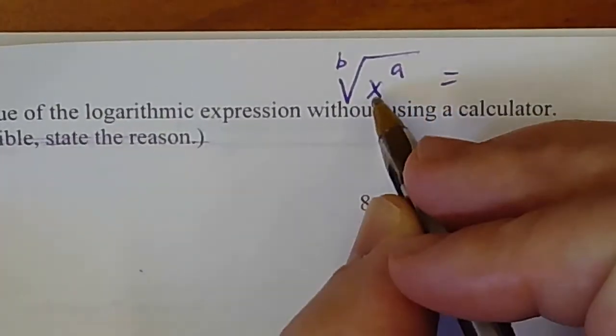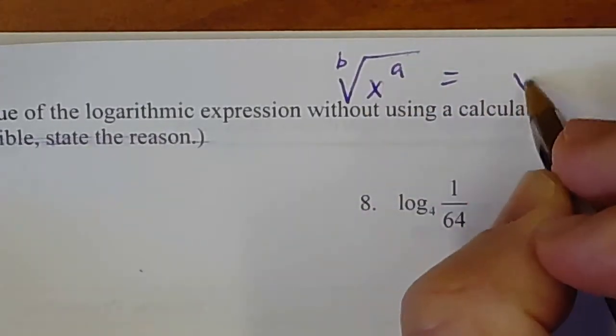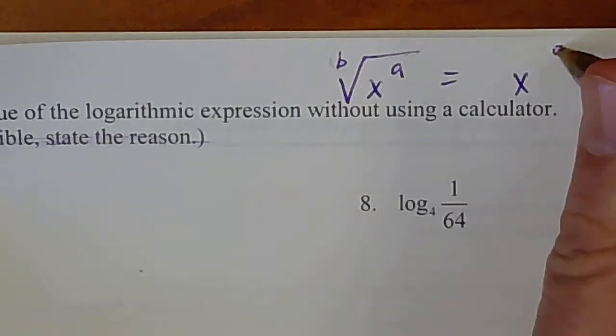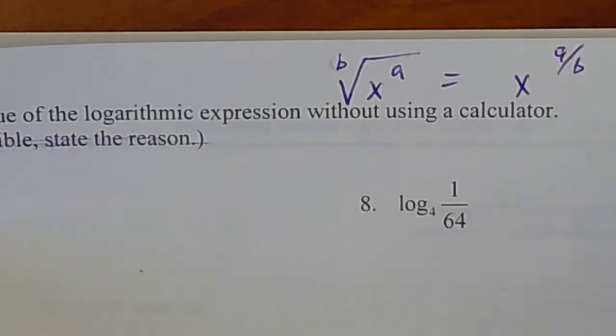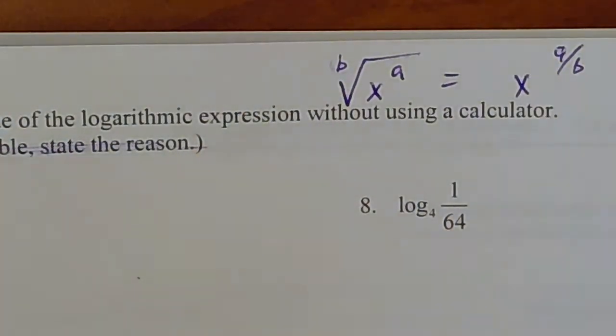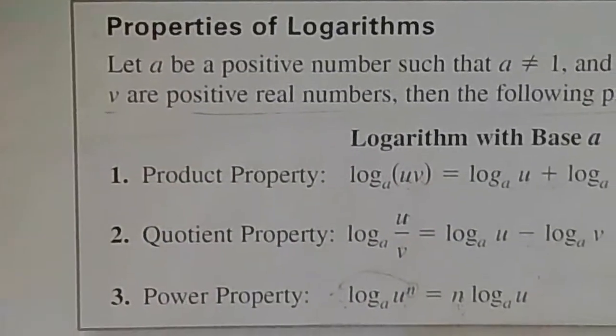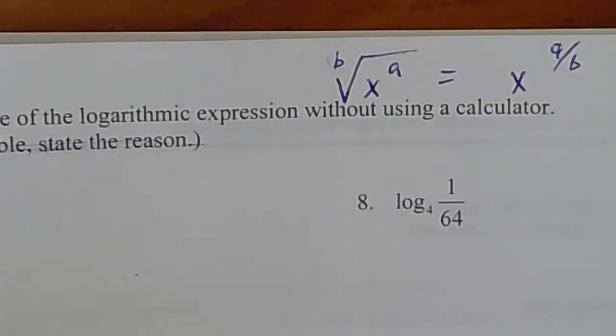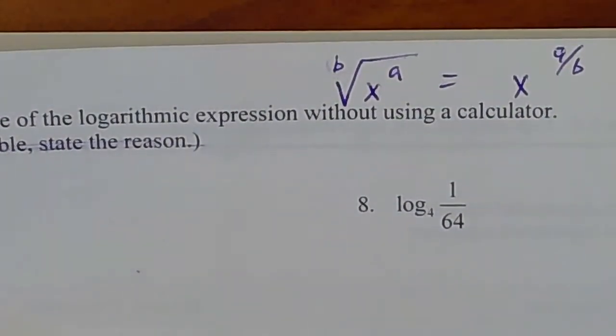Okay, if it's in radical form, how do we convert it to exponential form? The root goes in the denominator. Okay, so whenever you have a radical in this section, you're going to want to put it in exponential form, because if it's in exponential form, we can do something with those exponents called the power property. Okay, so let's do that first for number 7.